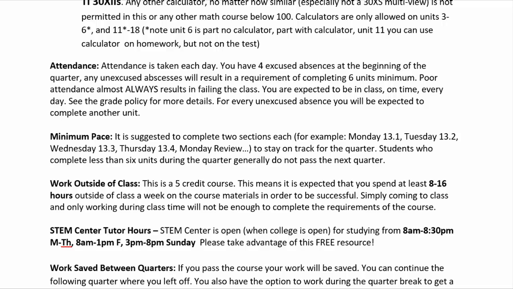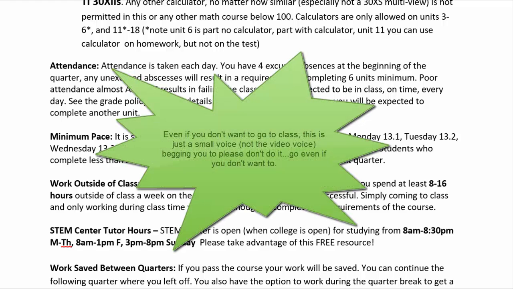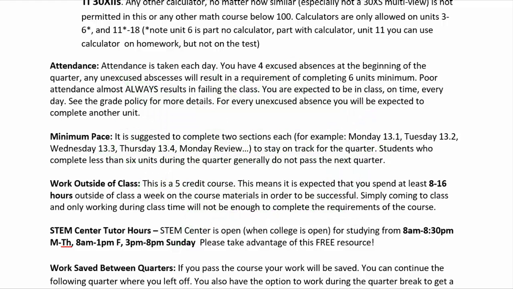This is extremely important to understand. Poor attendance almost always results in failing the class. If you're not in class every day, you will not have all the resources available to you. We have created this course so that you are as successful as possible, but you have to come to class. If you do not come to class, you most likely will not pass this class.